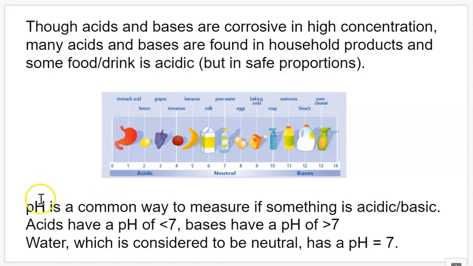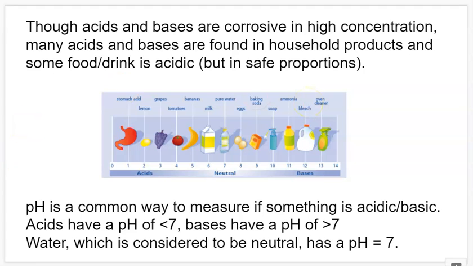A pH is a normal measurement that's used to determine if something is acidic or basic. And we might talk a little bit more later about what that means. But acids usually have a pH of below 7, and bases usually have a pH of above 7. And water, which is considered to be neutral on the acid-base scale, has a pH of exactly 7. So all of these things that are below 7 here, like milk, bananas, stomach acid, lemons, these are all considered to be acidic, and things like soap, ammonia, bleach, lots of cleaning products are basic.